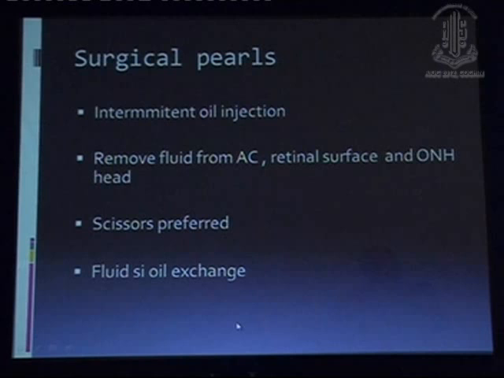Briefly looking at the surgical pearls: keep on injecting oil intermittently to keep up the volume, remove fluid from the anterior chamber, retinal surface, and ONH head. Scissors are preferred instead of cutters when you want to do a little bit of membrane dissection and cut the bands, and do a fluid silicone oil exchange.